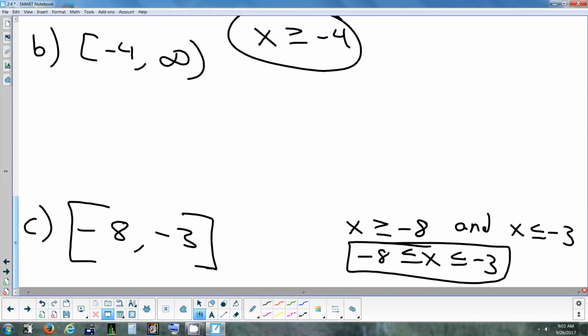How did you get the -8 to be less than and the -3 to be greater? Because this interval means between, so you have to pick numbers that are between -8 and 3. So to be between, it would have to be bigger than or equal to -8, but it would also have to be smaller than -3. So bounded intervals, you can think of them as a between. That's what they mean.